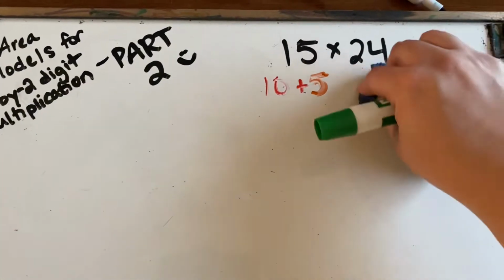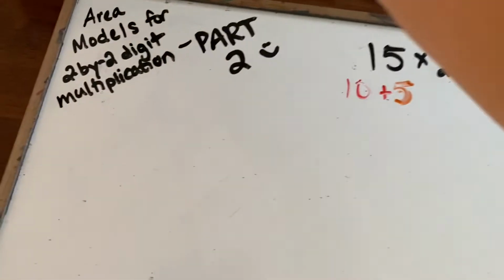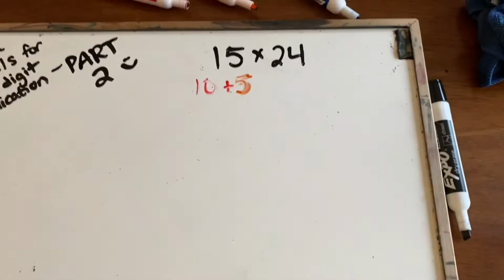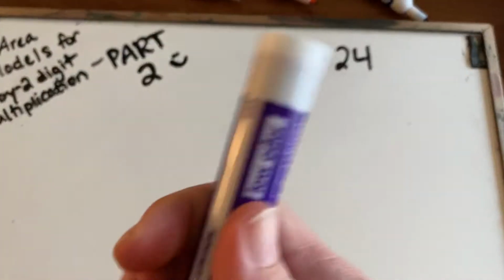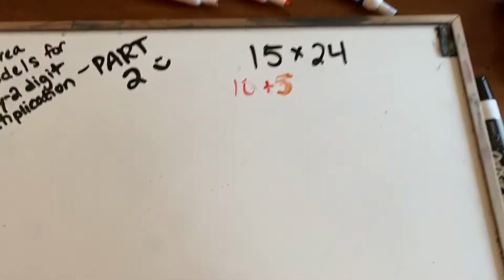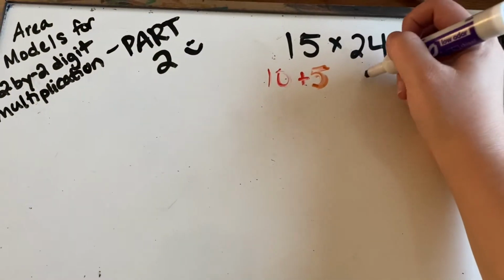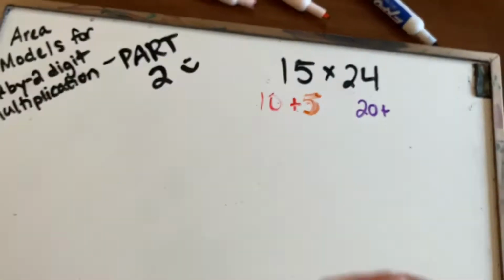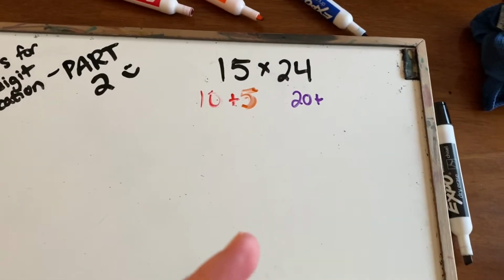You know what? I think it's time to let the green marker die. I'm gonna get purple instead. There we go. Okay. So I've got 20 plus, there we go. That's so much better than the green one.